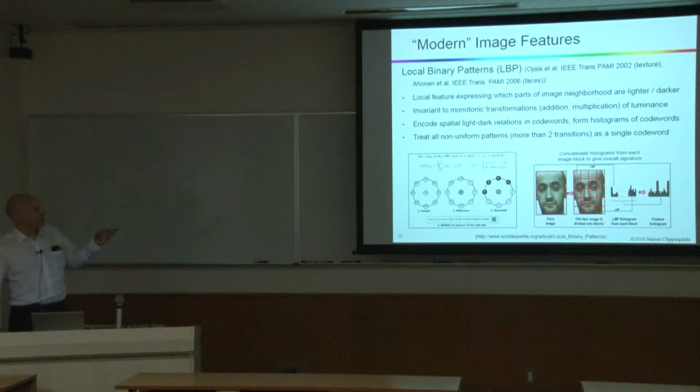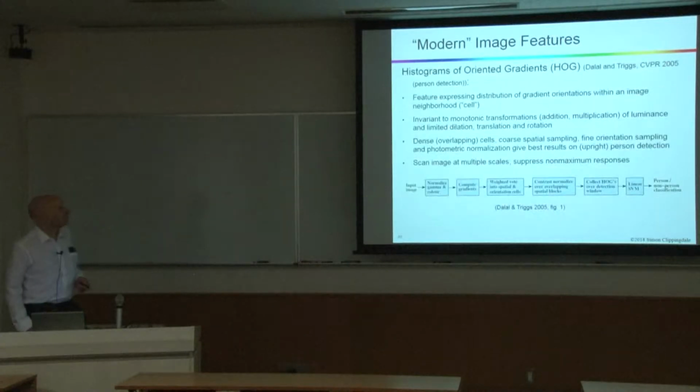These features are invariant to monotonic transformations of luminance. So if the image brightness overall increases, it's going to make no difference to these features. They encode spatial light-dark relations in code words. Basically, don't worry about that. But these features are pretty good for face recognition.